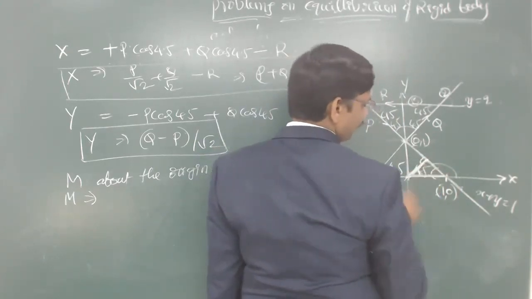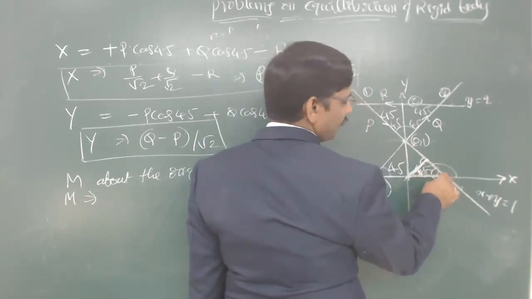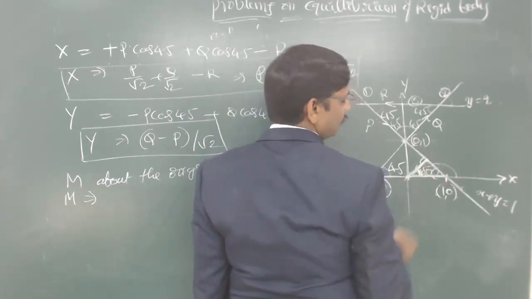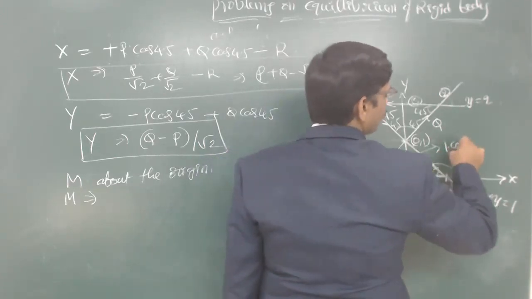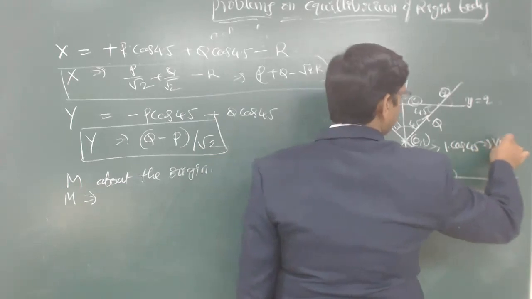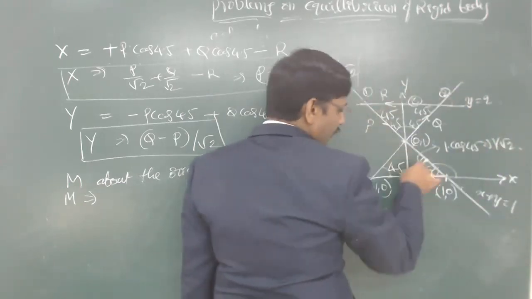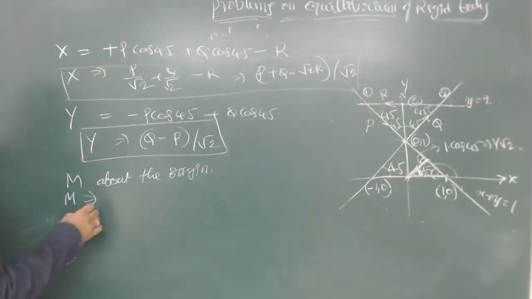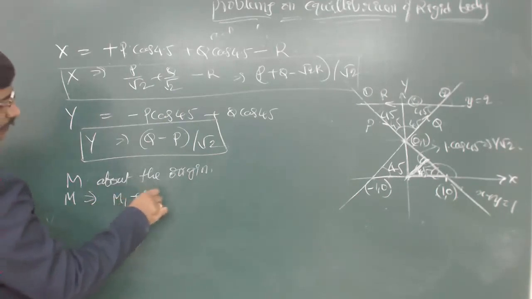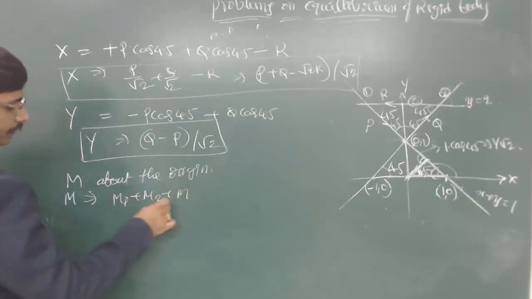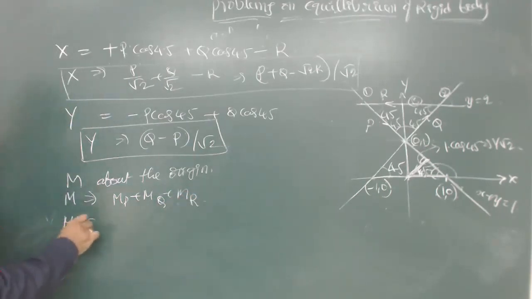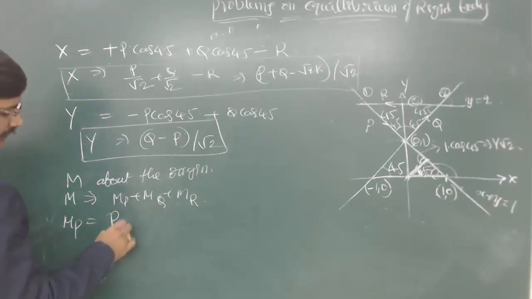So this angle will be 45 degrees, because this is 45 and this is 90 and this is 45 again. So 1 into cos 45, this length is 1 into cos 45, which is 1 by root 2. You can calculate the moment as M1 plus M2 plus M3, or MP plus MQ plus MR. So MP equals P into cos 45, which is 1 by root 2.